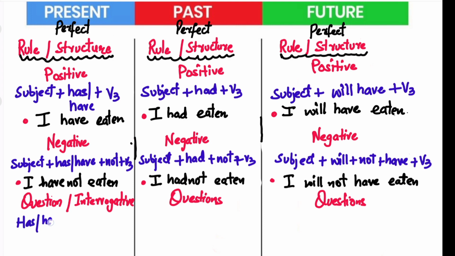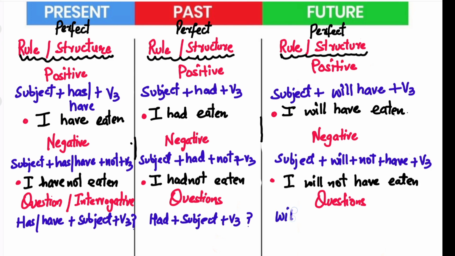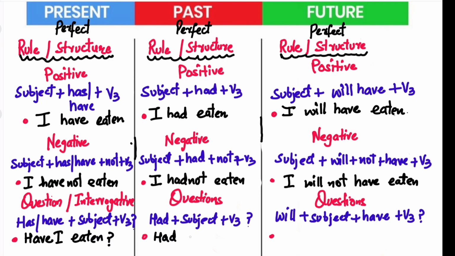Question or interrogative sentences. Rule of these sentences are has, have plus subject plus V3, question mark. Had plus subject plus V3 plus question mark. Will plus subject plus have plus V3, question mark. Example: Have I eaten? Had I eaten? Will I have eaten?